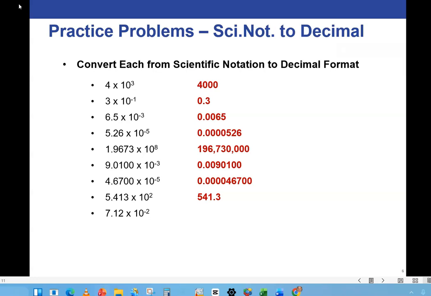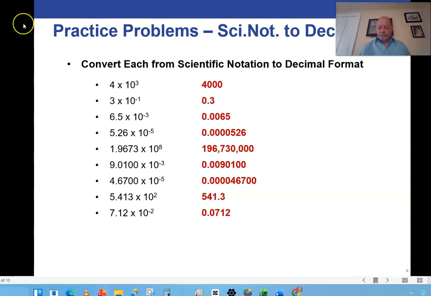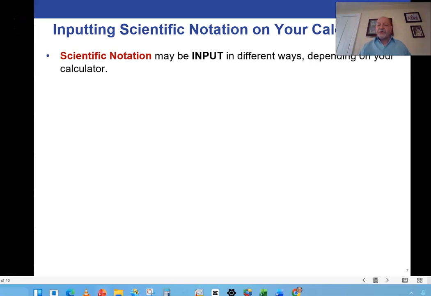The last example is 7.12 times 10 to the minus 2. And again, the easiest way to do this with numbers that are very small, in other words, less than 1 with negative exponents of 10, is to just place that first digit of the coefficient, 7.12, first digit being 7, in this case, in the second position after the decimal point. So your answer would be 0.0712.